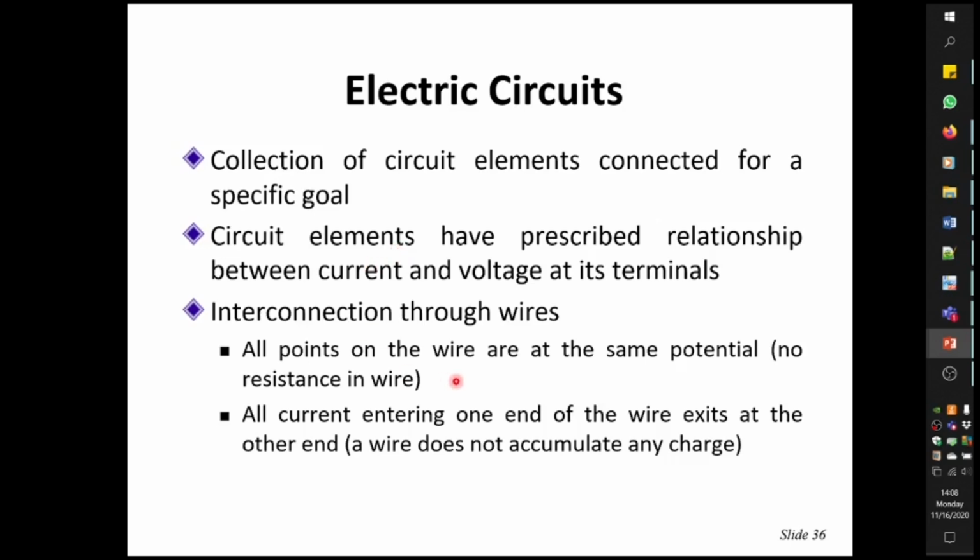Interconnection through wires. All points on the wire are at the same potential, no resistance in wire. All current entering one end of the wire exits at the other end. A wire does not accumulate any charge.